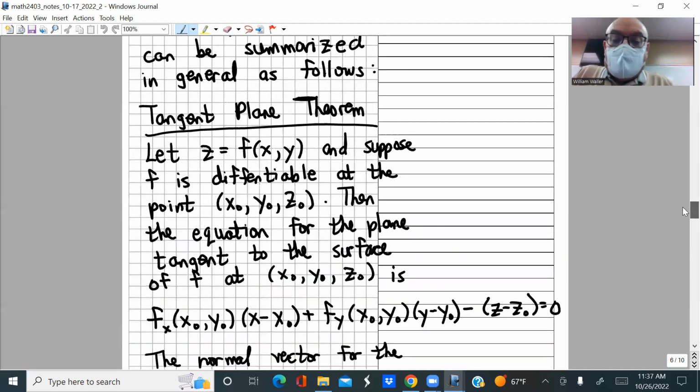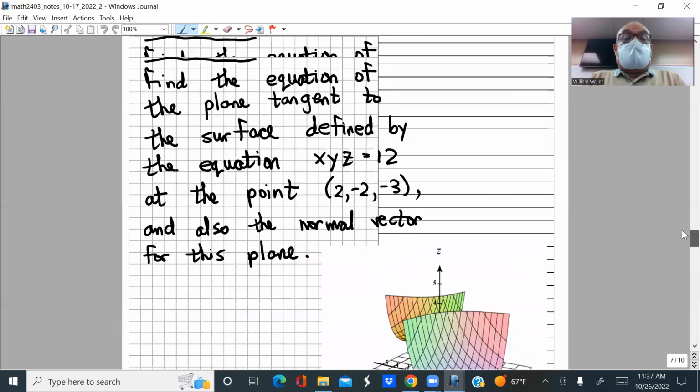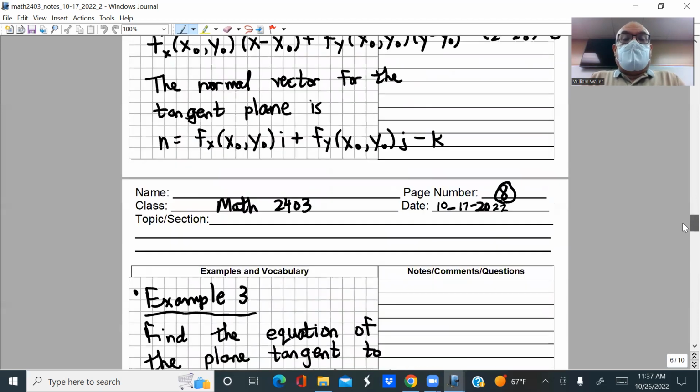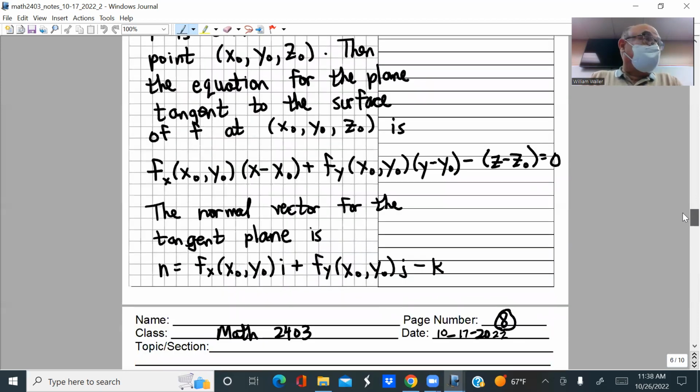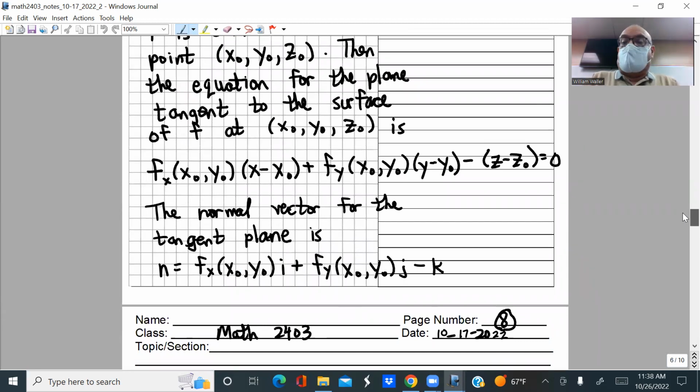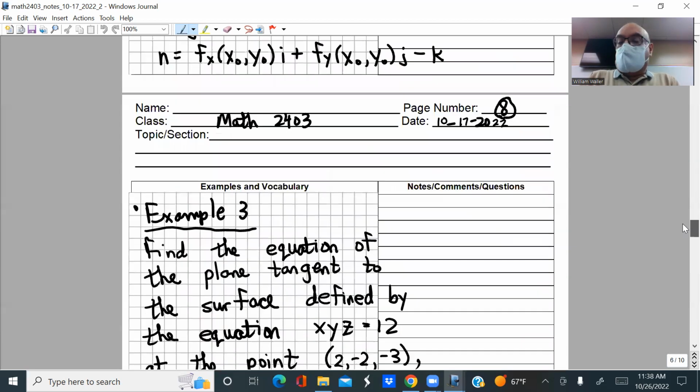Okay. Now, but before we get to the notes, we're going to start with an example here. I'm going to let you do this example, which is just an application of this tangent plane formula, right? But before we get to that, let's see.